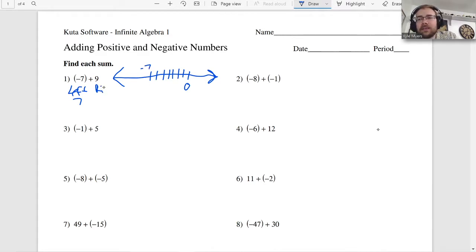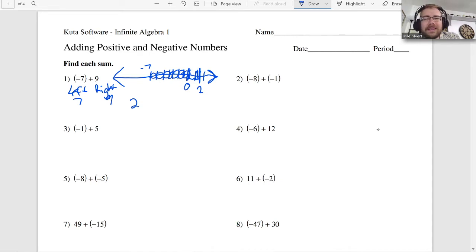And then I add 9. So I go right by 9 spaces from where I just left off, which is at negative 7. I go right 9 spaces: 1, 2, 3, 4, 5, 6, 7, 8, 9. Here it is, which is 2 spaces away from 0. So my answer is 2.